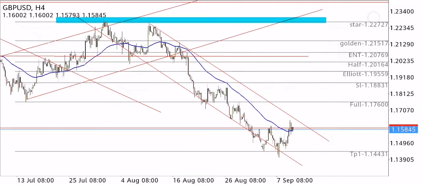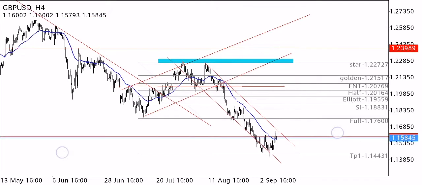Hopefully you guys understand the GBPUSD next week forecast.